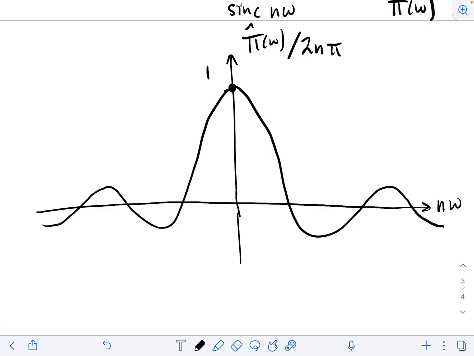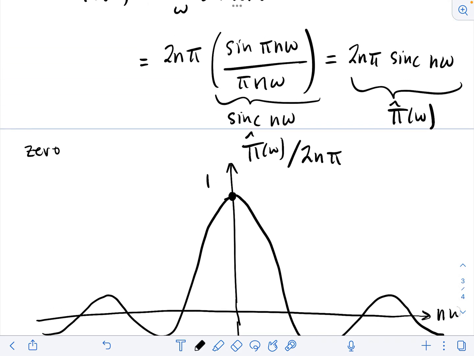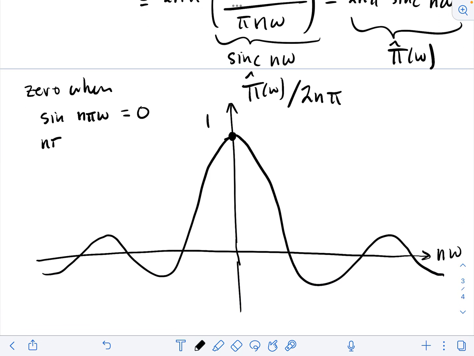So what I want to think about is, when does the sinc function go to 0? Our zeros occur when the sine of pi times n times omega is equal to some multiple of pi. So our zeros are when sine of n pi omega is equal to 0, but that occurs when n pi omega is equal to, say, plus or minus pi, or plus or minus 2 pi, or plus or minus 3 pi, and so on.